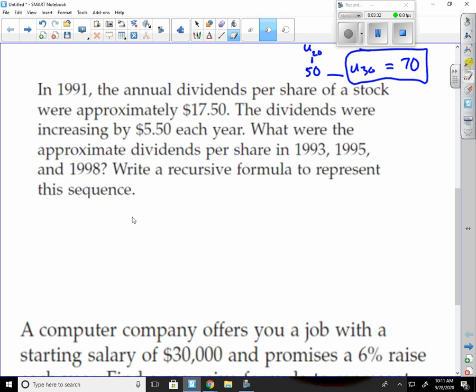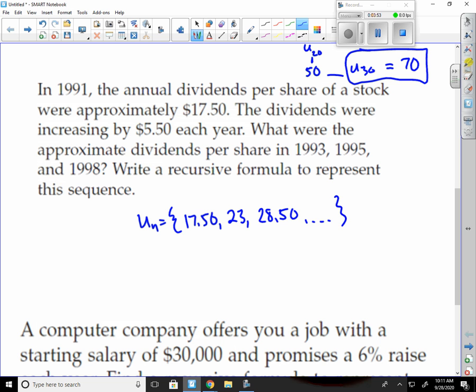So I start with my original. I'm just going to write my formula out a little bit here. 17.50. Then you add 5.50 to that. That gives you 23. Add 5.50 to that. 28.50. And so on and so on. I see that I'm adding 5.50 each time. So u sub n equals u sub n minus 1 plus 5.50.